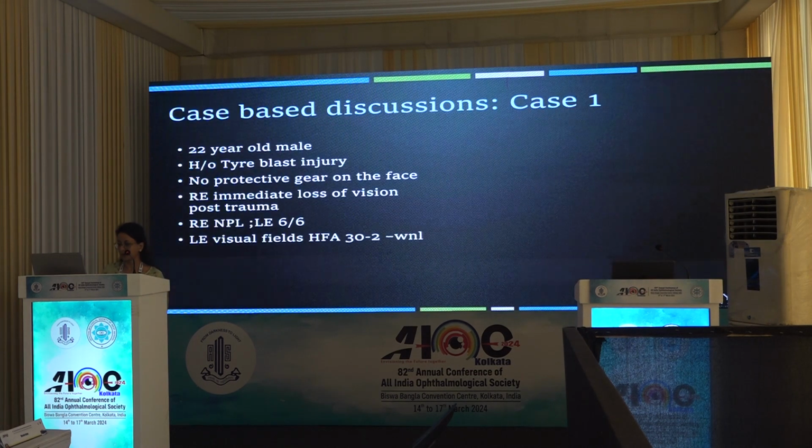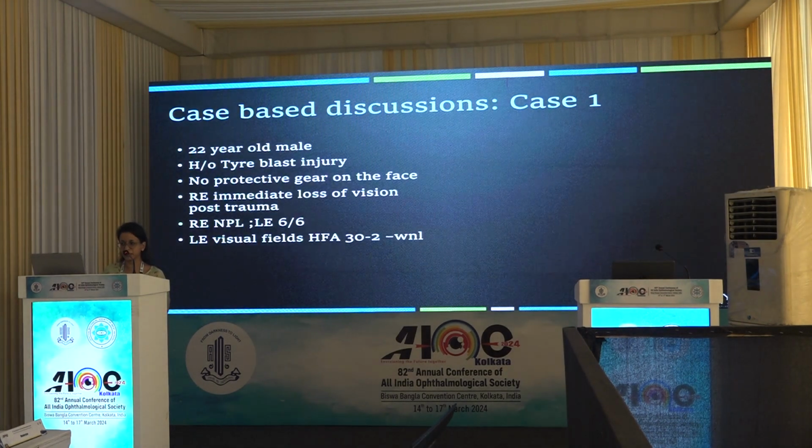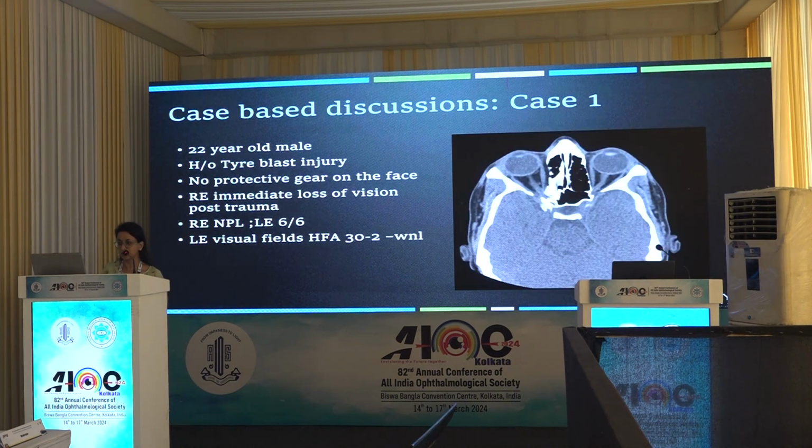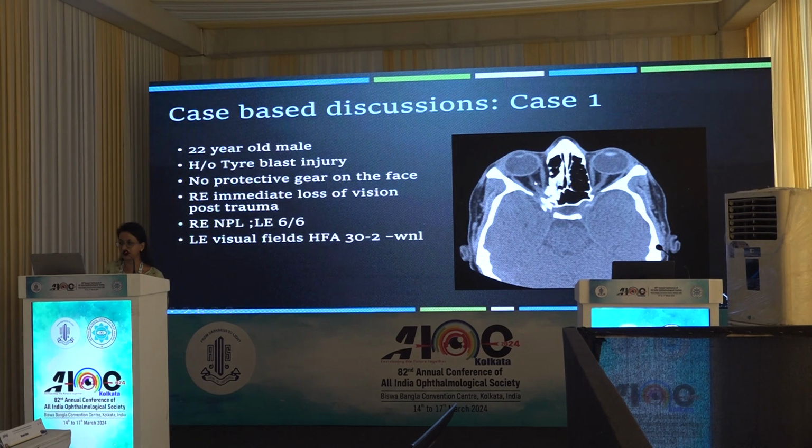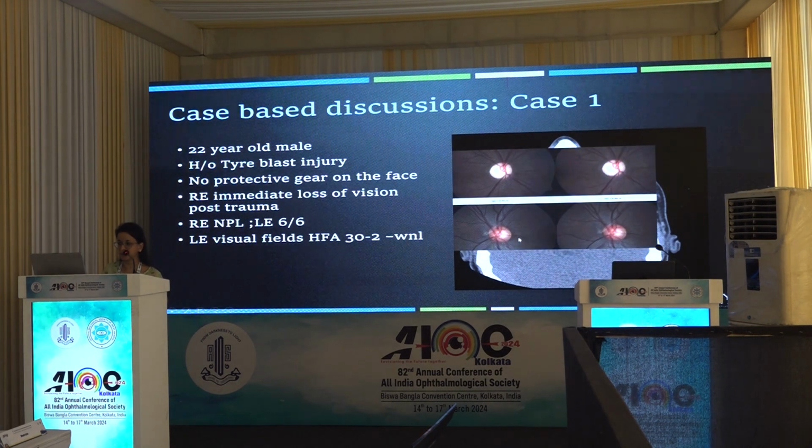Okay. Coming to the first case, this is a 22-year-old male who had a tire blast injury, who was not wearing any protective gear on the face, and he had immediate loss of vision post-trauma. The right eye was no perception of light, the left eye was 6/6. Here, in the right eye, he had a shearing from the mid portion of the intraorbital to the intracranial portion of the optic nerve. The left optic nerve is normal, and in the right optic nerve there is increased cupping and pallor of the disc.